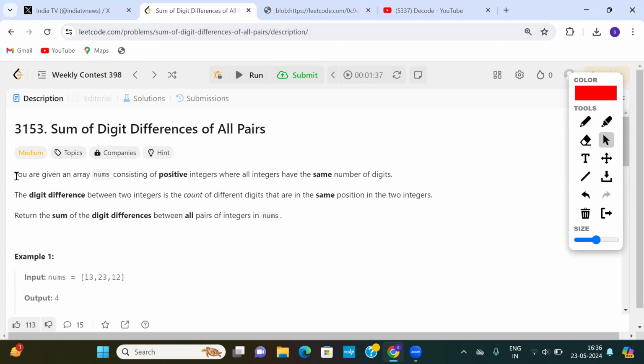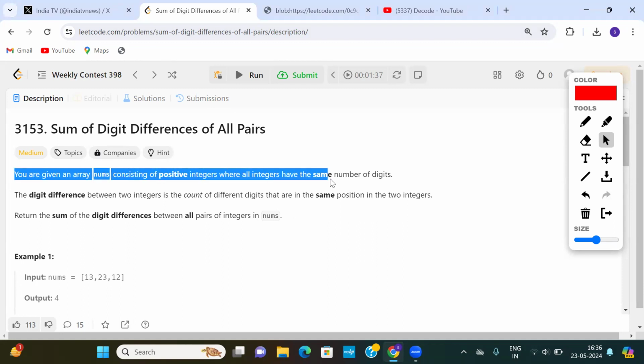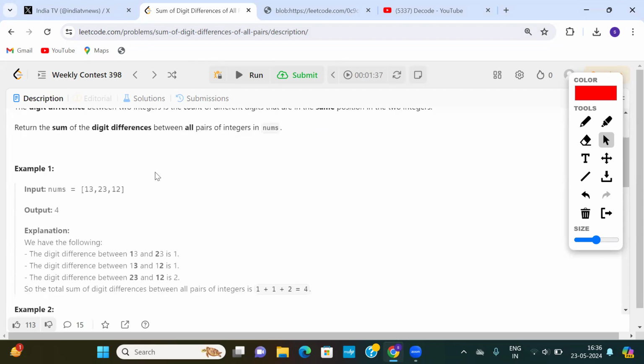The question is we are given an array nums which consists of positive integers, where all the integers have the same number of digits. So for example, this is the nums which is provided to us: 13, 23, and 12. This 13 has two digits, 1 and 3. This 23 also has two digits, 2 and 3. And this 12 also has two digits, that is 1 and 2.